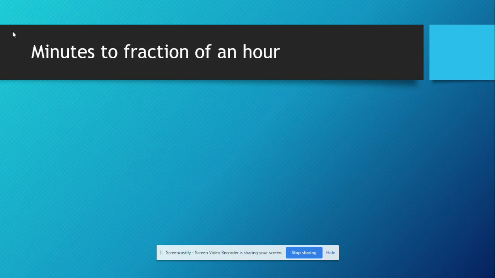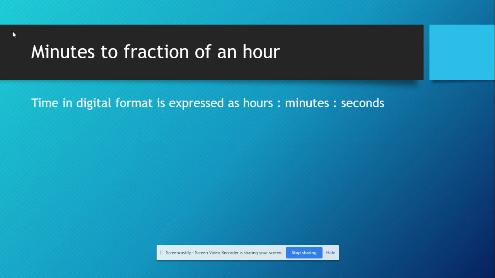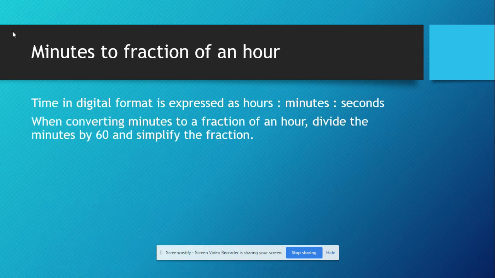So let's look at how we make minutes into a fraction of an hour. Time in digital format is expressed as hours, minutes, seconds, and you know that. When converting minutes to a fraction of an hour, you divide the minutes by 60 and you simplify the fraction. I can show you on your calculator how to simplify the fraction if you're not sure how to do it. So when I give you a big amount of minutes, you divide it by 60 to get how many hours it is and simplify the fraction.